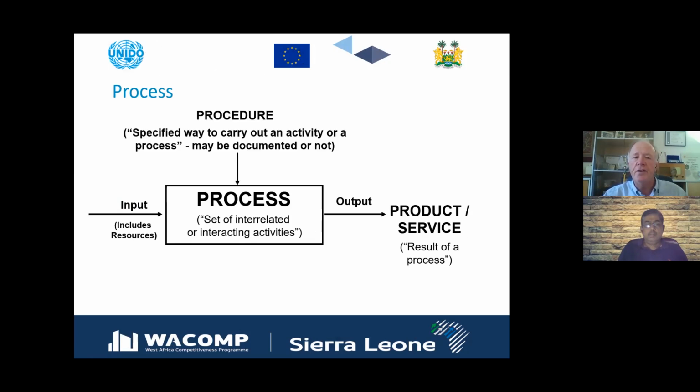We may have a procedure, which ISO 9000 defines as a specified way to carry out an activity or a process. It may or may not need to be documented. It may be fully automated, so we press a button and the software does the whole of the rest of the process for us. We don't need a documented process to say, press the red button and wait until things stop. That would be over-bureaucratizing the process. But we need to understand how to carry out that process.